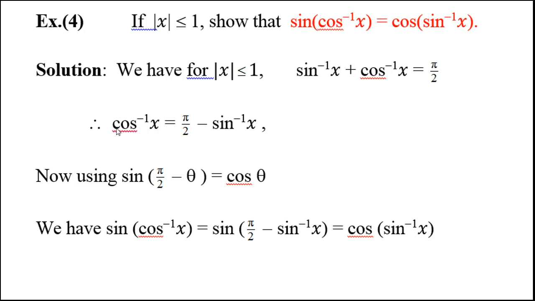So sine of cos inverse x is equal to sine ratio of this angle pi by 2 minus sine inverse x. And now I am using this property. Which property? Sine of pi by 2 minus theta is equal to cos theta. So the expression on the right side is equal to cos of sine inverse x. And proof is over.